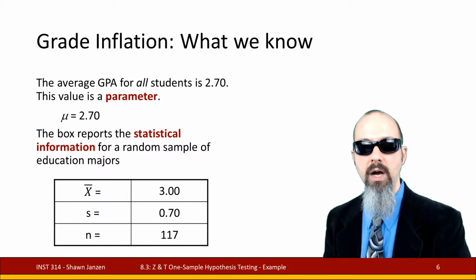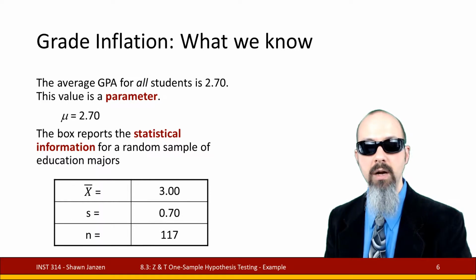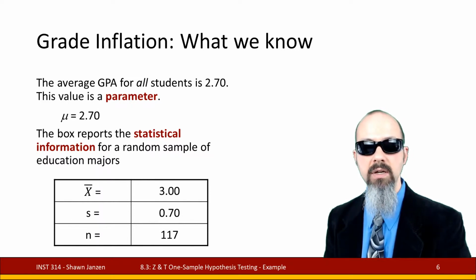And we get from a sample of students that we went and interviewed, 117 education majors, and of them we found that the x bar, or the average of that sample, is 3.00 with a standard deviation of 0.70.